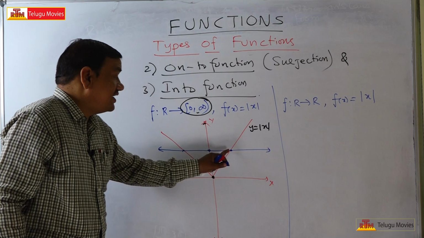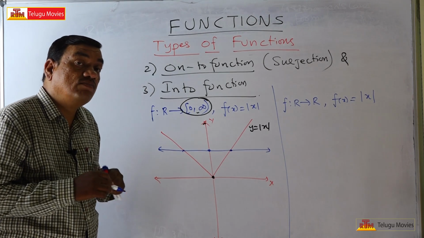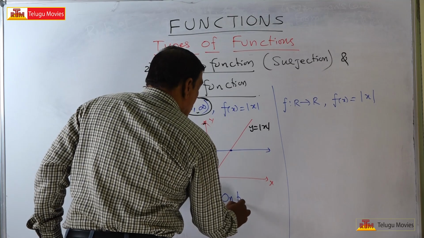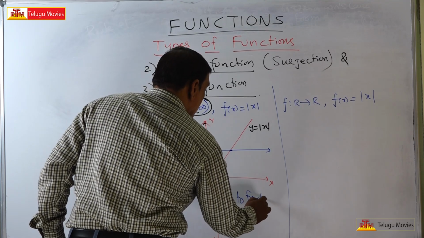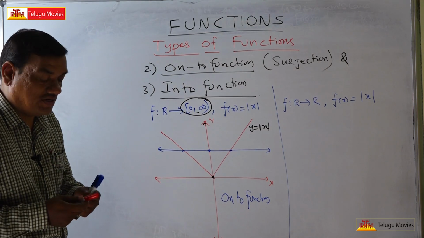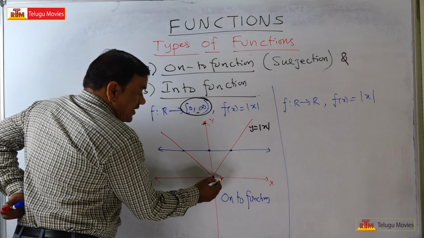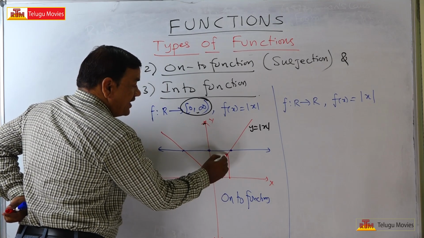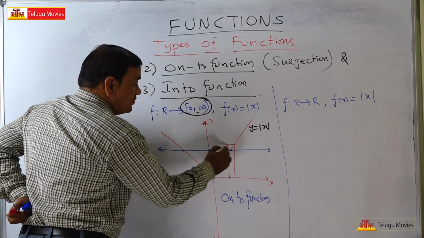Yes, it intersects the x-axis at more than 1 point. Therefore, this is an onto function. How can you say that it is an onto function? Very easy. For every x value, you are getting a y value.